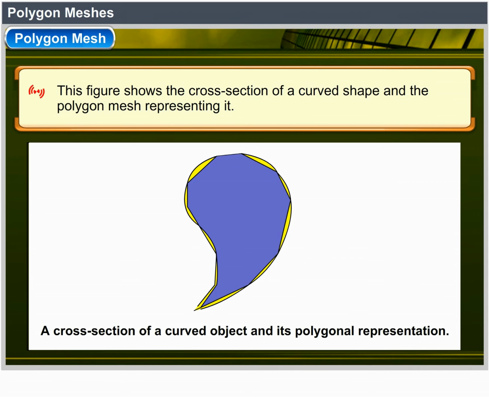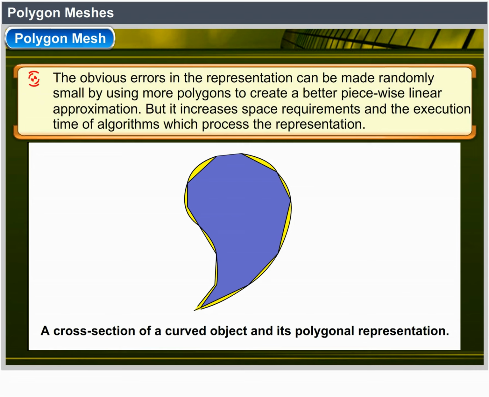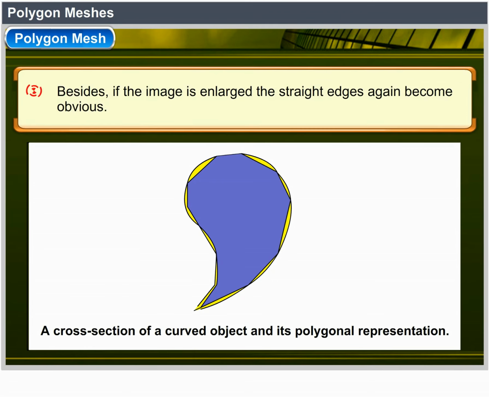The obvious errors in the representation can be made arbitrarily small by using more and more polygons to create a better piecewise linear approximation, but this increases space requirements and the execution time of algorithms processing the representation. Furthermore, if the image is enlarged, the straight edges again become obvious.